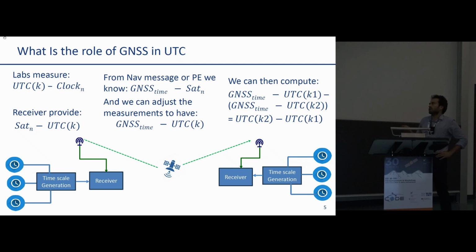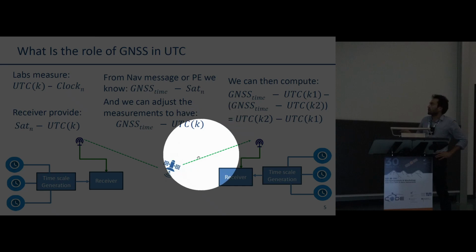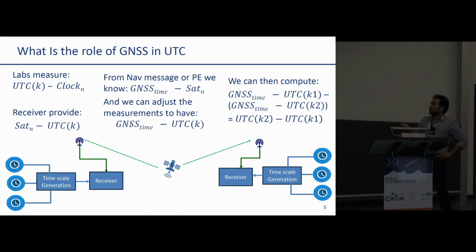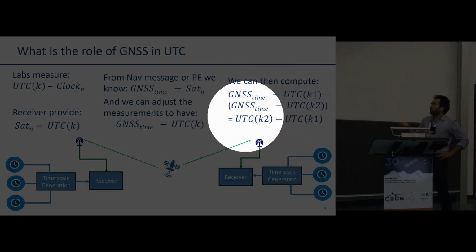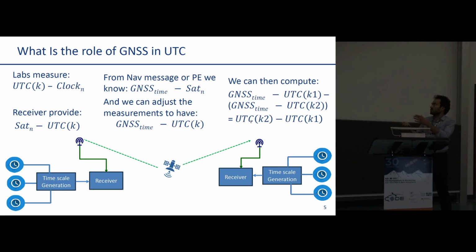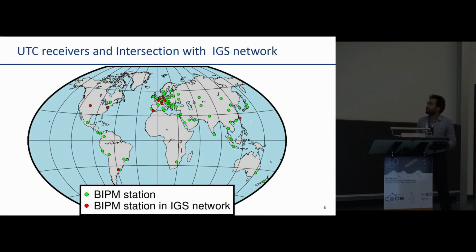Then, thanks to the GNSS receiver, we can compute the difference between the local UTC(k) and a GNSS time scale, for instance GPS time, Galileo time, or IGS time. Then by difference, once we do this at two labs, we can compute the difference between the two time scales, UTC(k1) and UTC(k2).